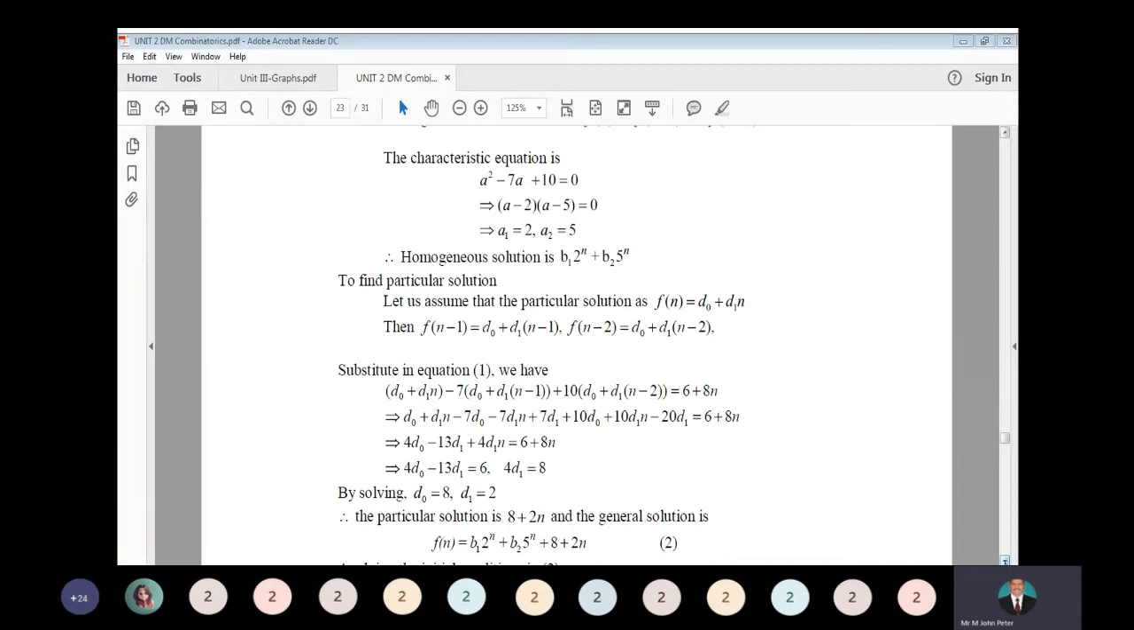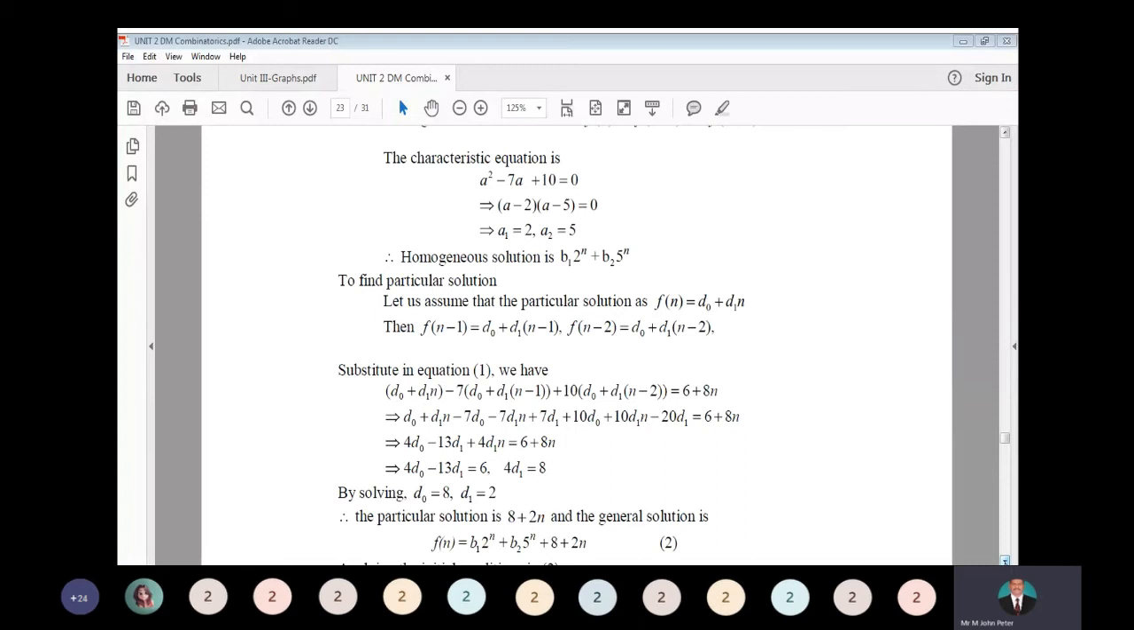That implies 4 d0 minus 13 d1 plus 4 d1 n is equal to 6 plus 8n. That implies 4 d0 minus 13 d1 equals 6, and 4 d1 is equal to 8. That means equate the constant term and the coefficient of n. The constant term: 4 d0 minus 13 d1 equals 6. Equating the coefficient of n, you will get 4 d1 equal to 8. So d1 equals 2.